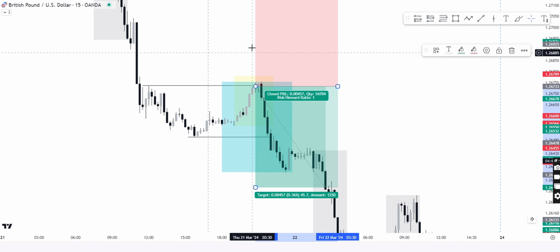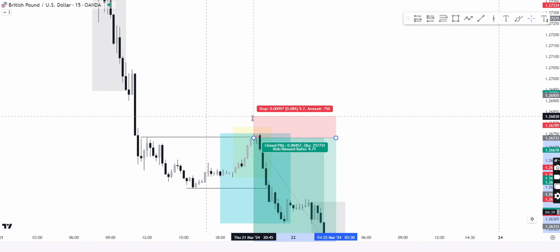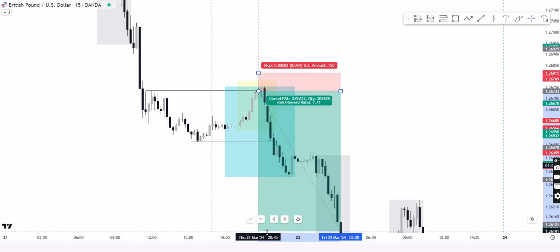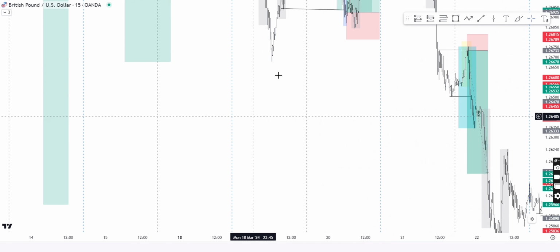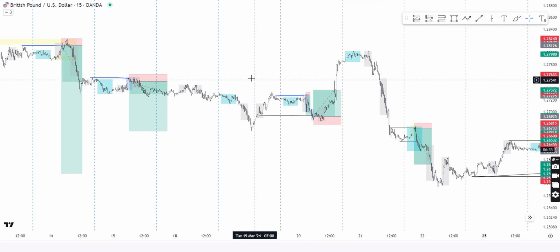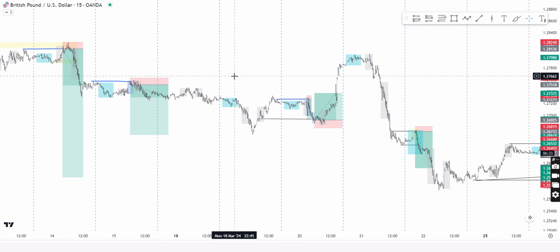We took a sell here. Simple. Targeted the next liquidity. Simple. We got 7 R. We targeted the liquidity from the left. So these are all the trades we took using the ICT liquidity strategy.